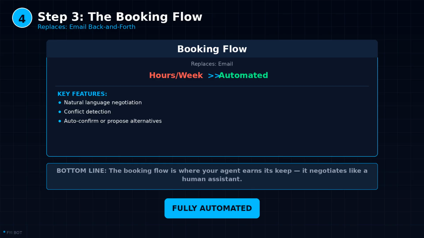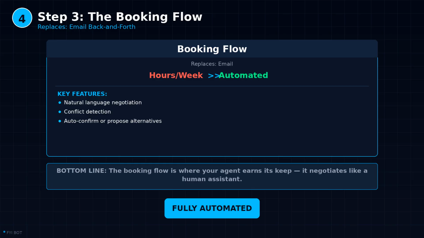Fourth, when Sarah responds and picks a time, your agent confirms it, creates the calendar event, sends the invite, and notifies you, all without you lifting a finger. If Sarah says neither works, your agent proposes alternative times automatically.